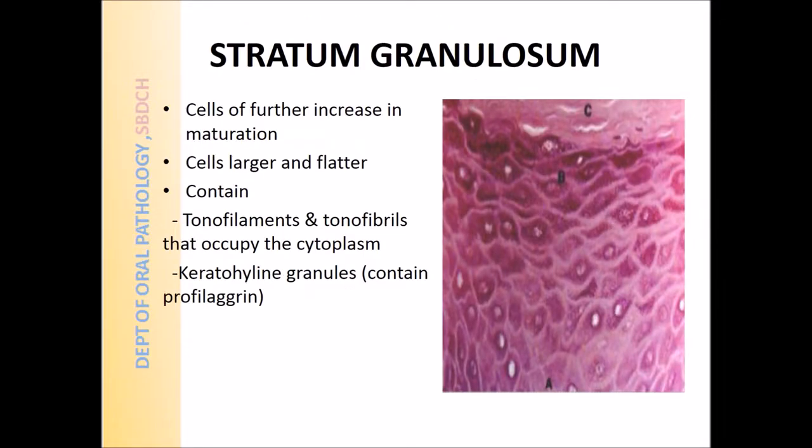Next, coming to stratum granulosum, this layer consists of cells of further increased maturation. In this layer, the cells are larger and flatter in shape. It contains tonofilaments and tonofibrils that occupy the cytoplasm of the cells. It contains keratohyalin granules also.